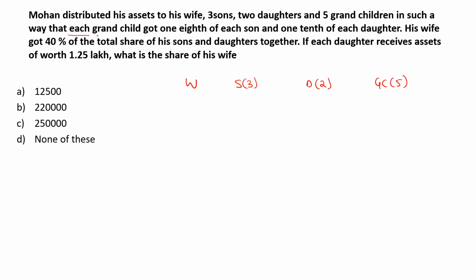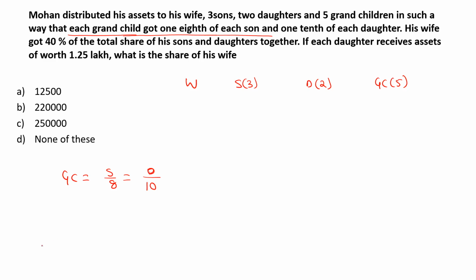That means the amount each grandchild got is 1/8 of what each son is getting, and 1/10 of what each daughter is getting. If we assume that a daughter is getting D rupees, then the amount of a grandchild would be the 10th part of that daughter's part.